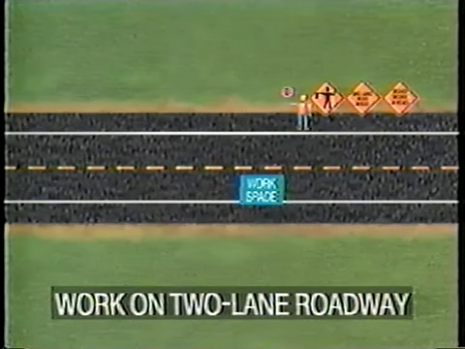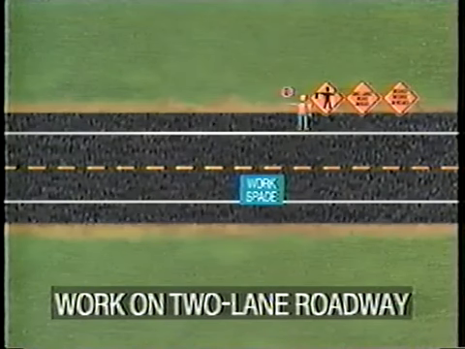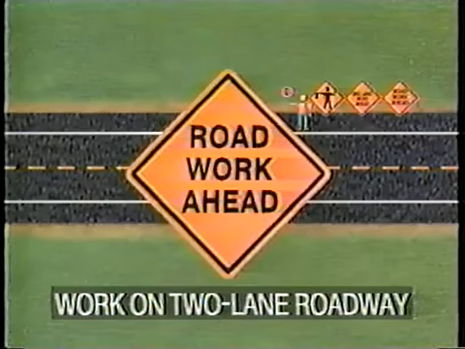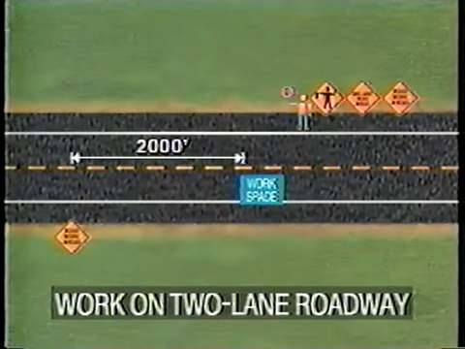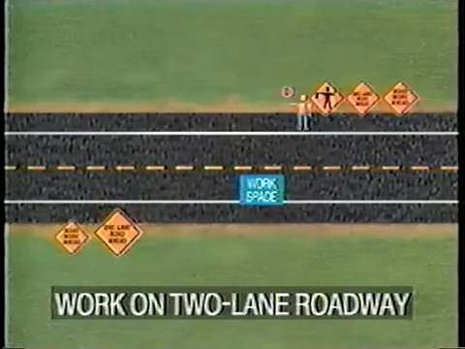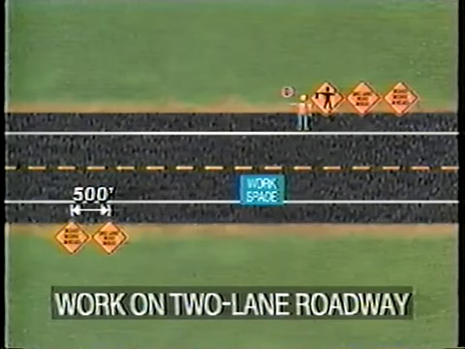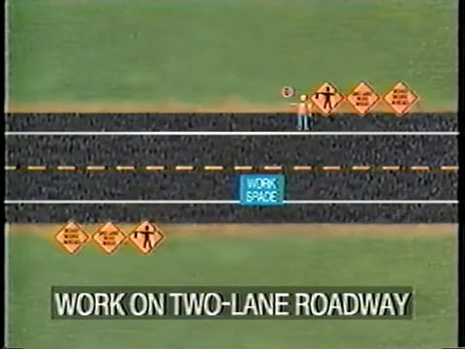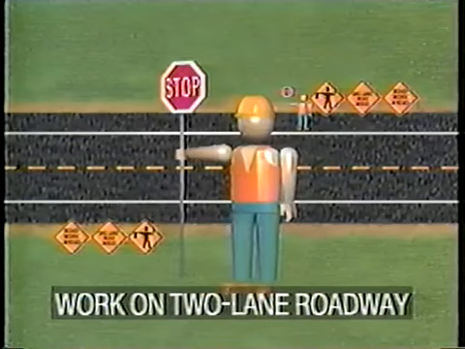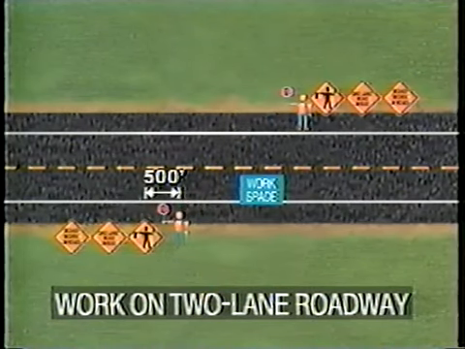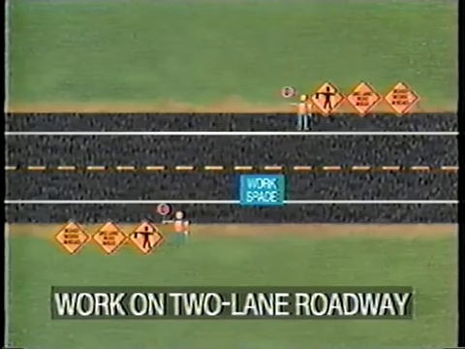The same series of signs are then installed on the side of the roadway on which the work is being done, again starting with a road work ahead sign 2,000 feet from the workspace, a one-lane road sign at 500 feet, a flagger symbol at another 500 feet, and finally the flagger 500 feet beyond the last sign. At this time, the two flaggers begin controlling traffic through the one-lane section.